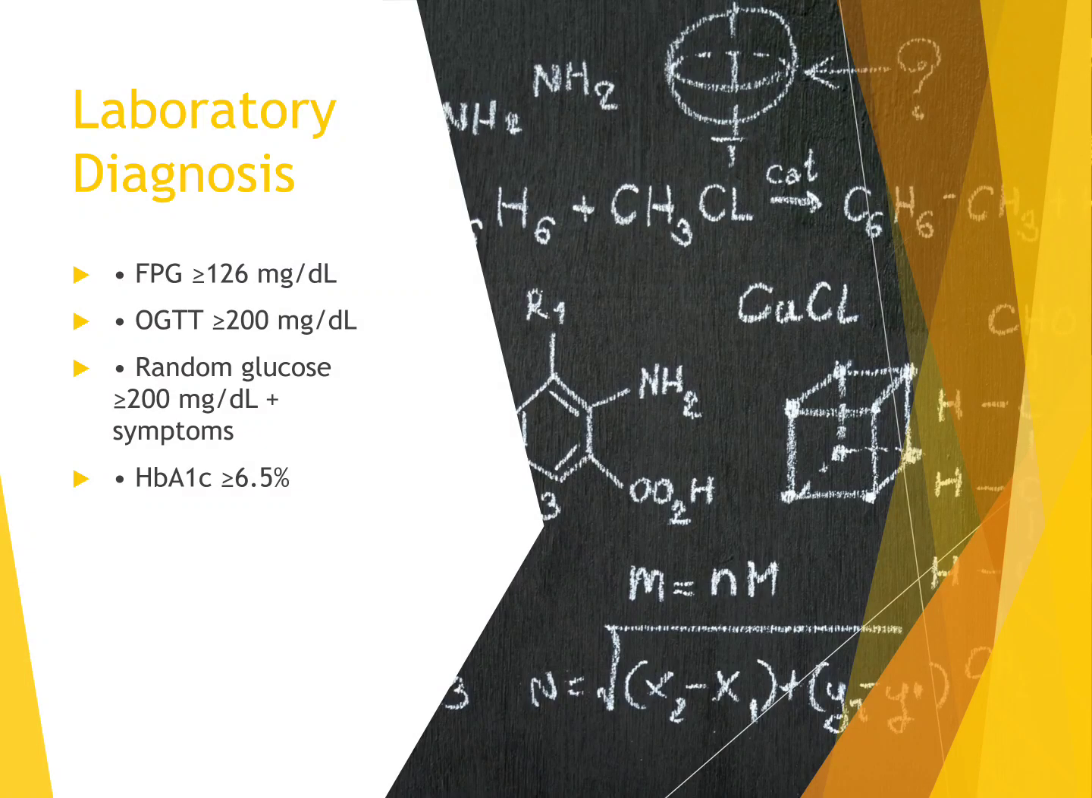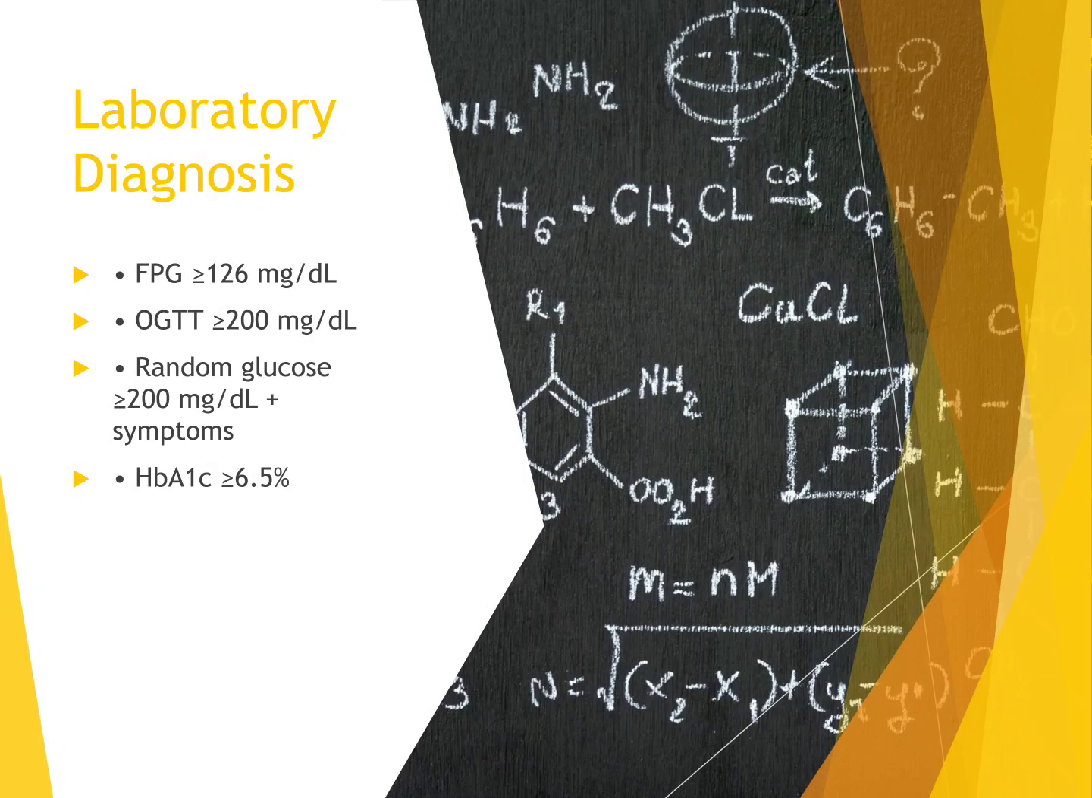Laboratory testing is central to the diagnosis of diabetes. Diagnostic criteria include a fasting plasma glucose of 7.0 millimoles per liter or higher, a 2-hour oral glucose tolerance test result of 11.1 millimoles per liter or higher, or a random plasma glucose of 11.1 millimoles per liter or higher in the presence of symptoms. An HbA1c value of 6.5% or higher is also diagnostic when measured using standardized methods.